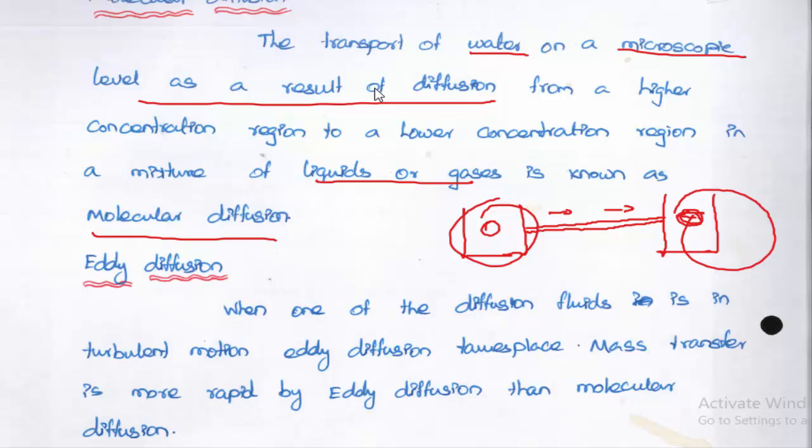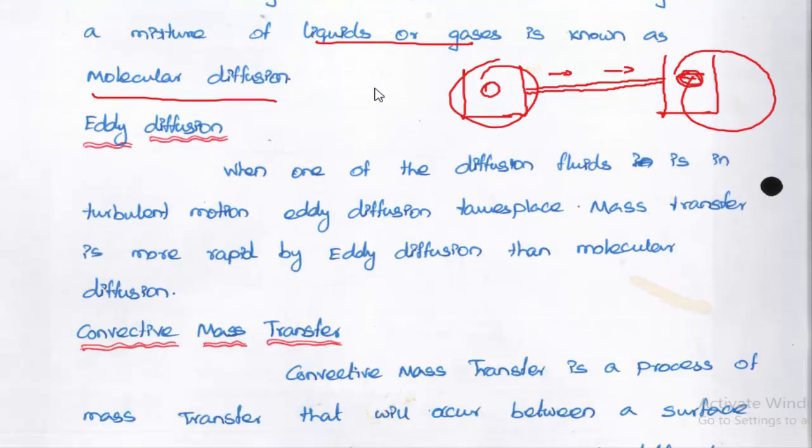So next thing is eddy diffusion. When there are two fluids and one of the fluids is in turbulent motion, eddy diffusion takes place. So mass transfer is more rapid in eddy diffusion than in molecular diffusion.